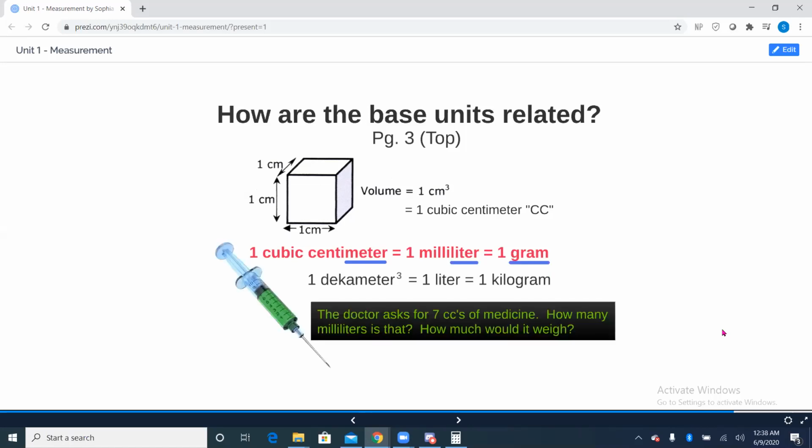So if the doctor asks for 7 cc's of medicine, how many milliliters is that? 7 cc's is the same as 7 milliliters, which would weigh 7 grams. It's very straightforward: cc to milliliters to grams. Now, if you wanted to convert it to kilograms, you would have to account for that 1,000. So since 7 grams would be moving the decimal over 3 times, it's not 7,000 kilograms, it's 0.007 kilograms.